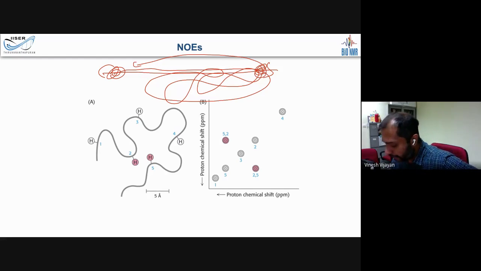That we do by what we call NOEs, nuclear Overhauser effect. It's like a COSY experiment, where if you see a cross peak between two signals, like here and here, a cross peak between 5 and 2, that means these 5 and 2 resonances are close to each other, within 5 angstrom. That is what it tells you. So that is possible through NOE. This is another set of experiments we have to do in order to find the distances.